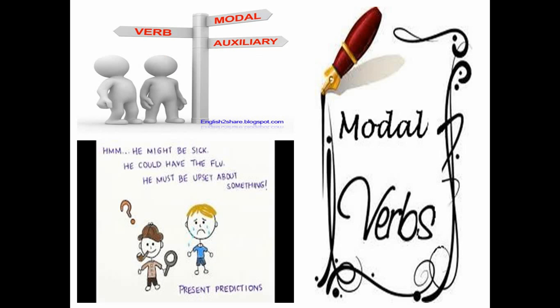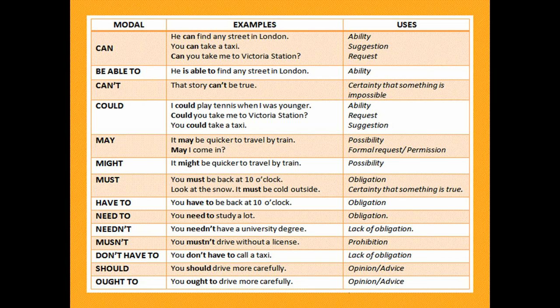Now let's see what are the purposes or the uses of these modal verbs. Let's have a look at the first modal verb we have, which is can. I use can to talk about ability, suggestion, or request. For example, he can find any street in London. That's an ability. You can take a taxi. That's a suggestion. Can you take me to Victoria Station? And this is a request. Be able to. I use be able to to talk about ability. For example, he is able to find any street in London.